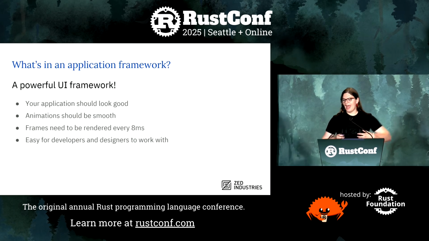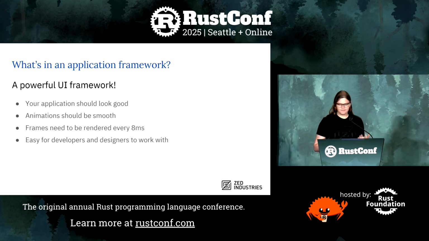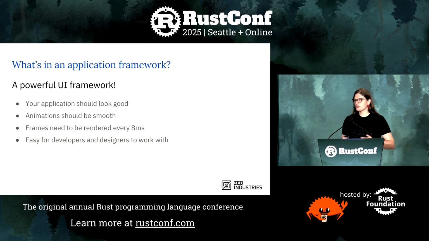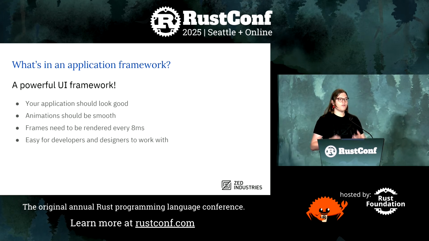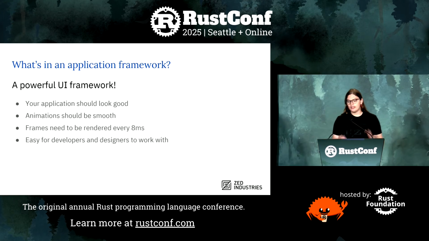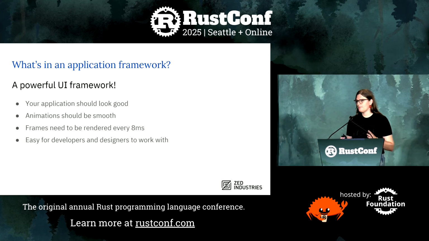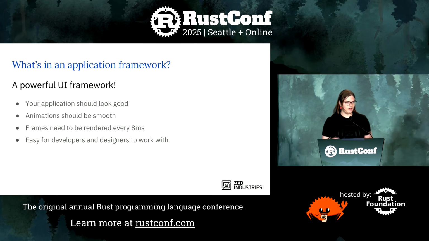First and foremost, an application framework needs to be a powerful UI framework. It should be flexible enough to realize your vision. It should be fast enough to render a new frame every 8 milliseconds. And it should be easy to use for your whole team, including your designers who might not be Rust experts to the level you are.